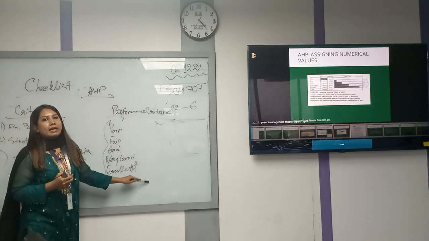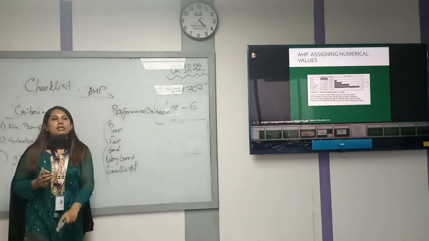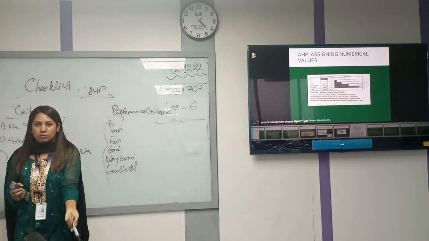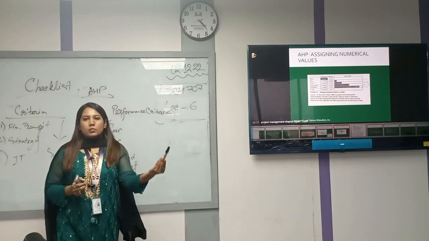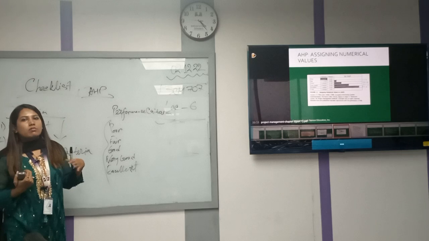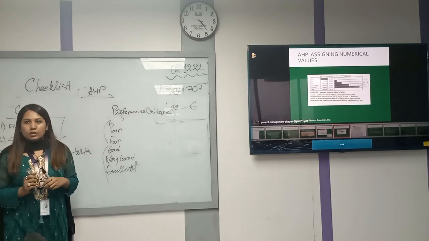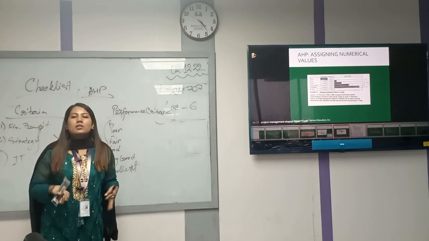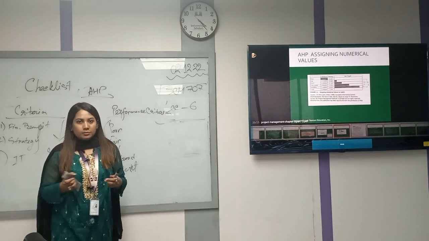So that we can tell this project A is twice as better than project B or thrice as better than that, okay? To make this decision, in AHP we are giving this kind of nominal value, which we couldn't do in the checklist model or simplified scoring model.